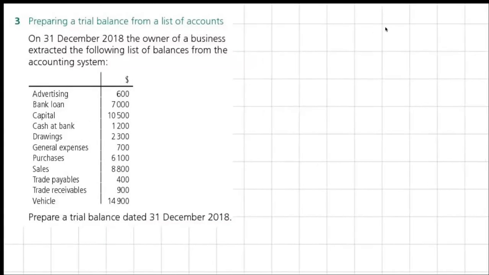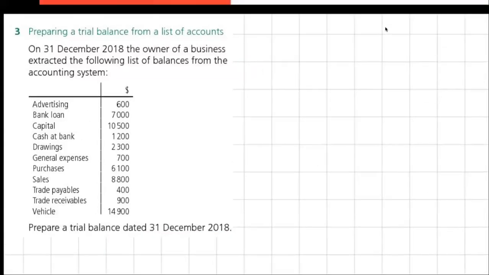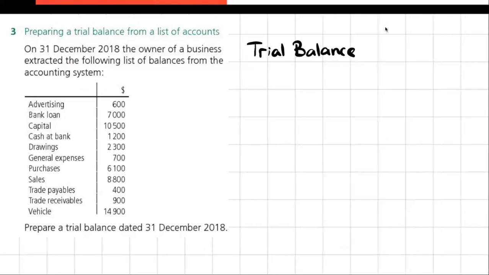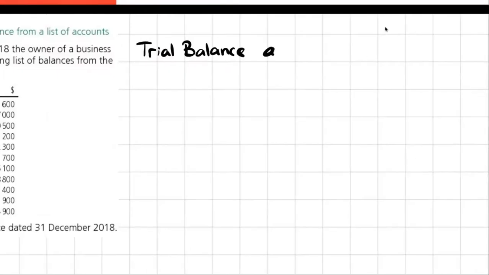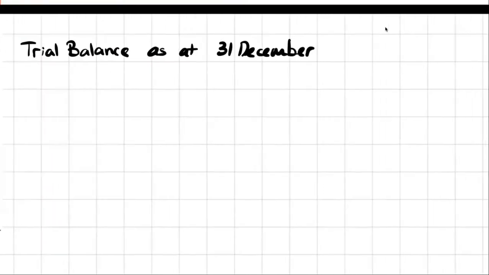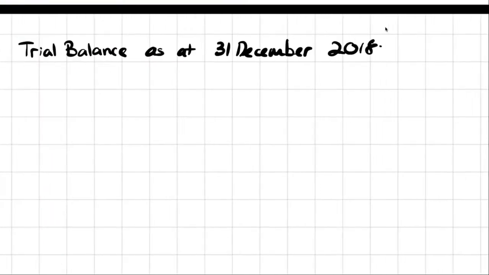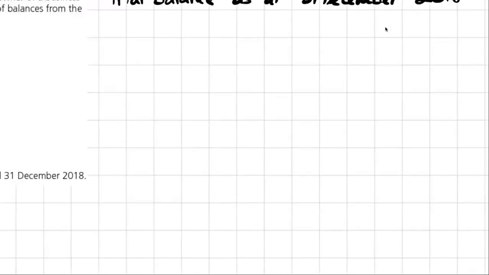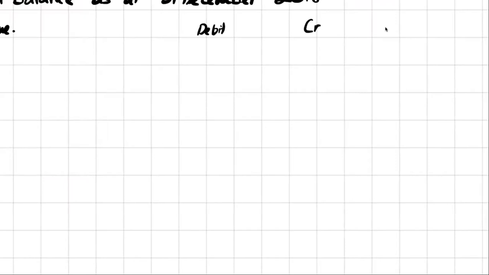This is not required in your exams, however, this is just for practice. Trial balance, because all your titles will be written for you. Trial balance as at 31st December 2018. Then you should have the name of your account, and then we have our debit and our credit.